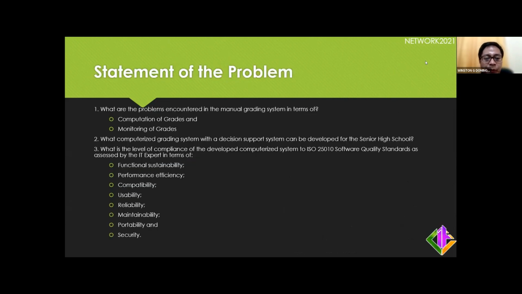Okay, so let me present the statement of the problems. First, what are the problems encountered in the manual grading system in terms of computation of grades and monitoring of grades? What computerized grading system with a decision support system can be developed for the senior high school? And what is the level of compliance of the developed computerized system to ISO 25010 software quality standards as assessed by the IT experts in terms of functional suitability, performance efficiency, compatibility, usability, reliability, maintainability, portability, and security?